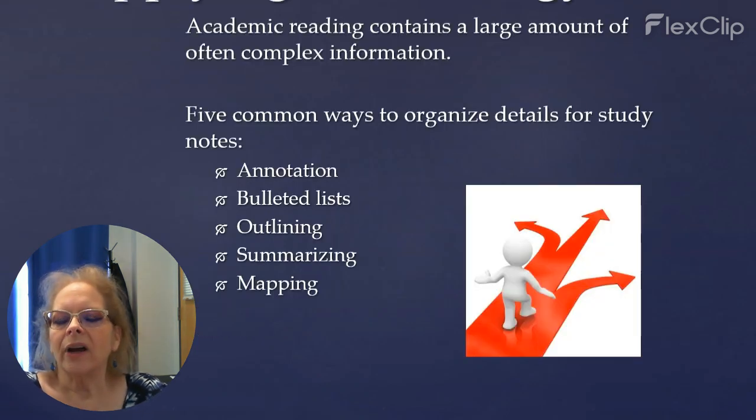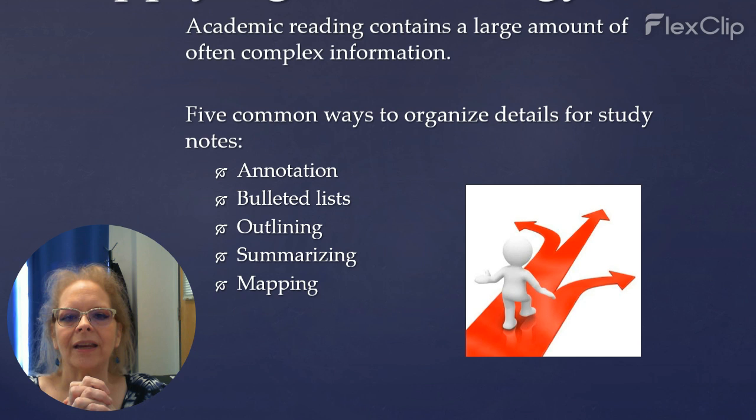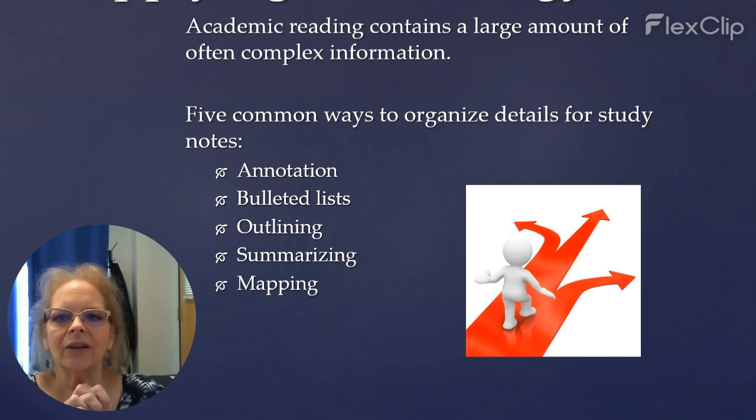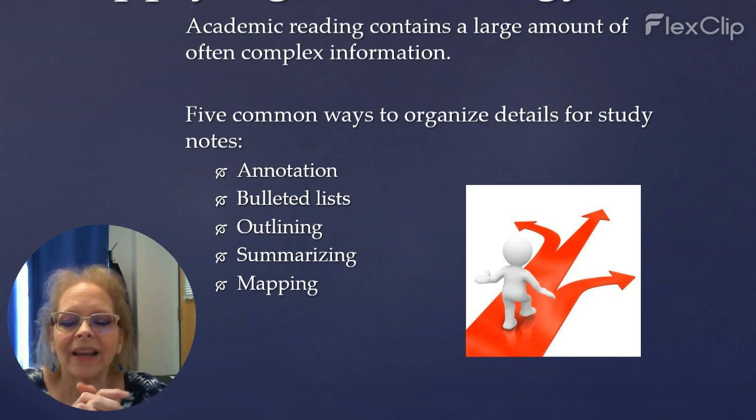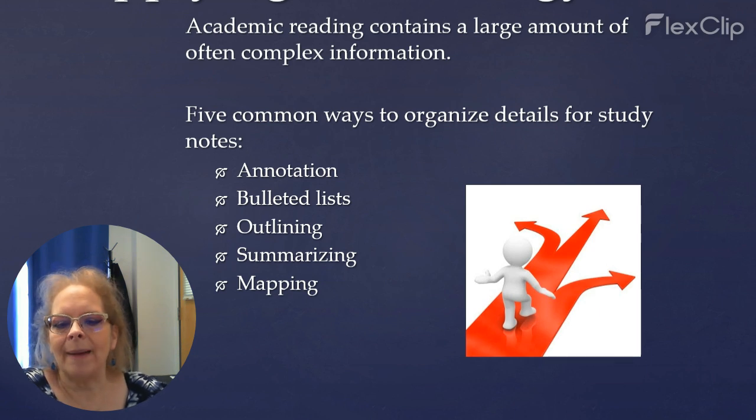When I first started college, I forgot how to take notes. I opened up my textbook, had a highlighter, and I highlighted and highlighted and highlighted until I was overwhelmed. I highlighted almost everything in the book because I didn't know how to take notes. So here are 5 common ways that will help you organize what you read when you're note-taking. They're called annotation, bulleted lists, outlining, summarizing, and mapping.